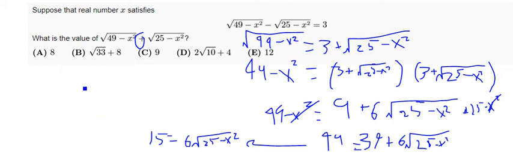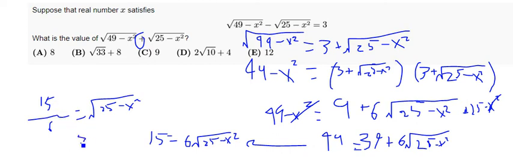A fairly simple problem actually. There's just a lot of computation to it. But if you know the computation, then you're good. So we have 15 divided by 6 is equal to the square root of 25 minus x squared. And what is 15 over 6? We can just simplify that down to 5 over 2. Is equal to the square root of 25 minus x squared.